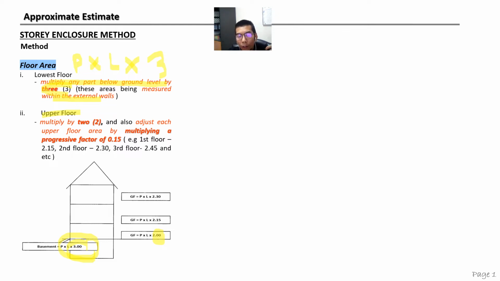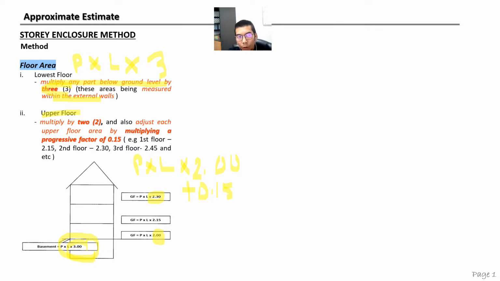So for the first floor, you have to times 2.15, adding another 0.15. For the second floor, you need to add another 0.15 for the progressive factor to become 2.3. So it goes on until the last floor. So you start with 2 for the upper floor. So P times L times the progressive factor 2, start with 2, then every floor will plus 0.5. Sorry, 0.15. So that's how you calculate the floor area using the Storey enclosure method.